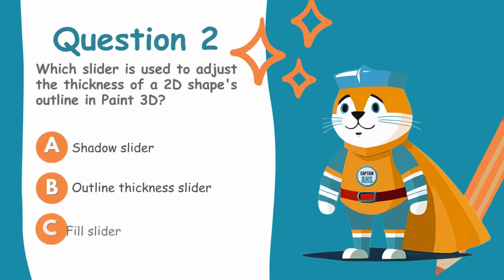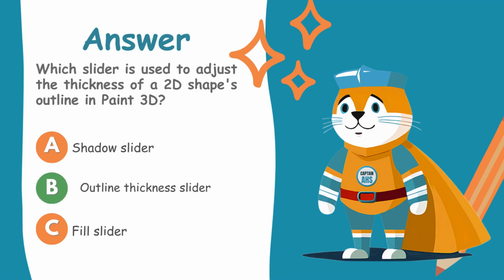Which slider is used to adjust the thickness of 2D shapes outline of Paint 3D? Option A, shadow slider. Option B, outline thickness slider. Option C, fill slider. Option B, outline thickness slider.